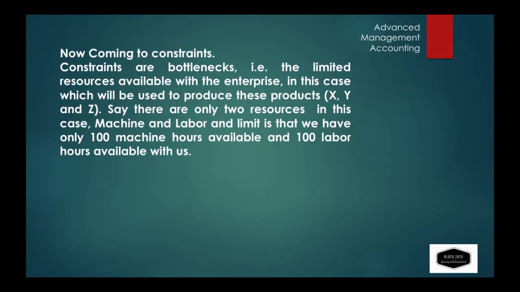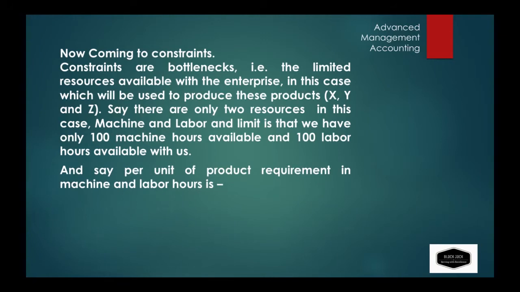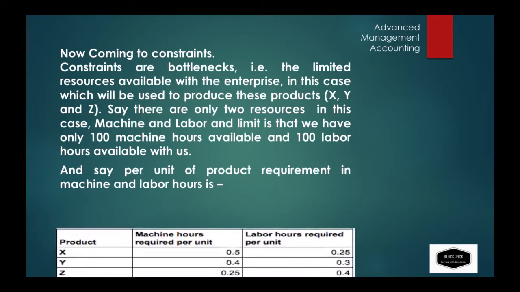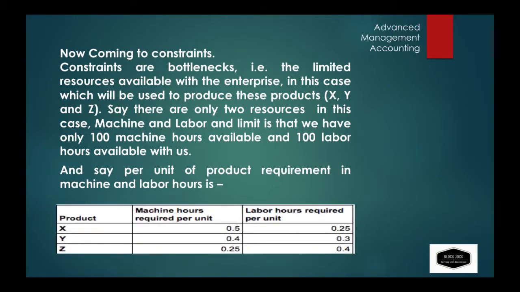Coming to constraints, constraints are bottlenecks, that is the limited resources available with the enterprise. In this case, which will be the resources used to produce these products X, Y and Z. Say there are only 2 resources in this case, machine and labor, and the limit is that we have only 100 machine hours available and 100 labor hours available with us.